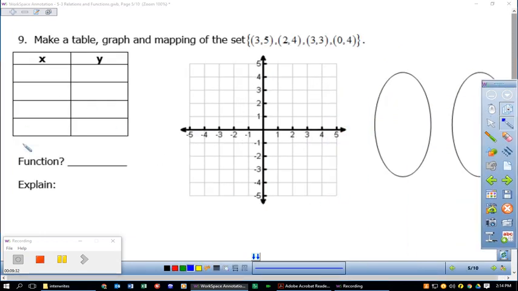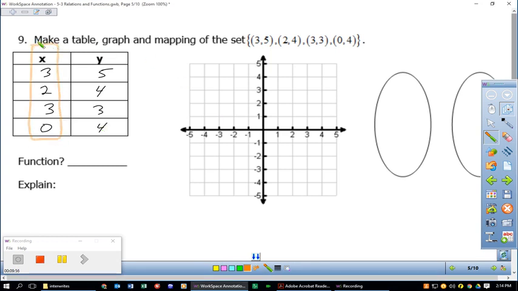Number 9, make a table, graph, mapping of the set. So again, I'm going to write these points. We have 3 matches up with 5, 2 matches up with 4, 3 matches up with 3, and if you notice, we've written 3 twice in this one column, and 0, 4. So really, I should point this out. What really matters is the x's when it comes to is it a function or not. These 4s repeating, that's actually okay. It's not a function if the x's repeat. So it is not a function because 3 has 2 y values.